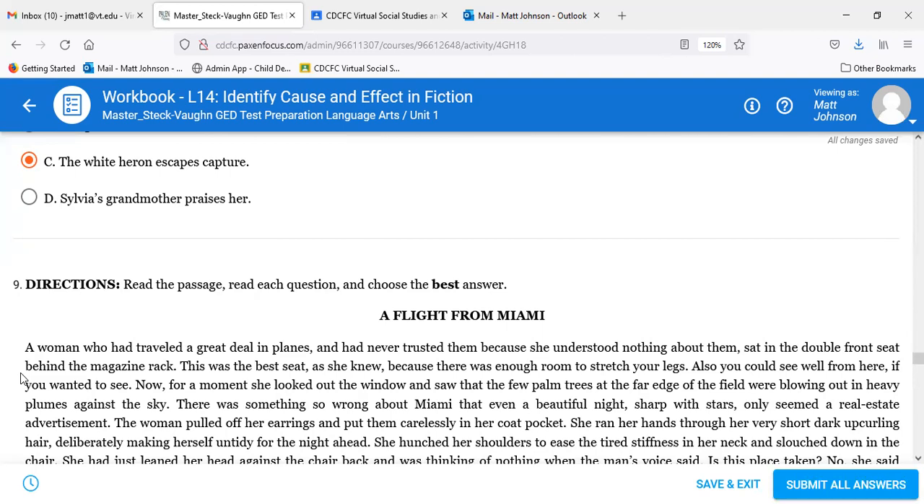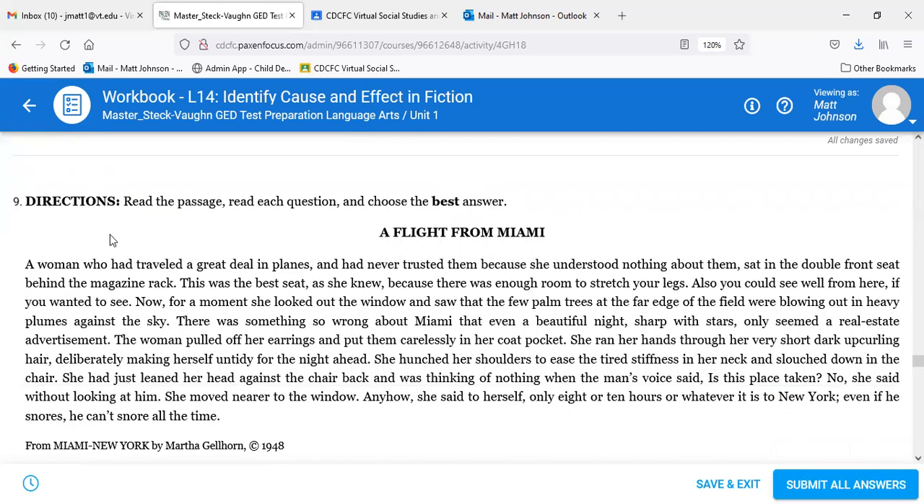Now, for a moment, she looked out the window and saw that the few palm trees at the far edge of the field were blowing out heavy plumes against the sky. There was something so wrong about Miami that even a beautiful night, sharp with stars, only seemed a real estate advertisement. The woman pulled off her earrings and put them carelessly in her coat pocket. She ran her hands through her very short, dark, up-curling hair, deliberately making herself untidy for the night ahead. She hunched her shoulders to ease the tired stiffness in her neck and slouched down in the chair.